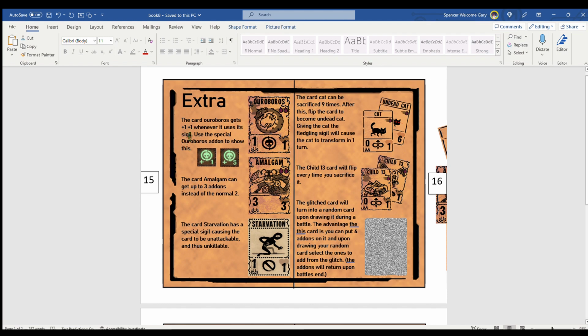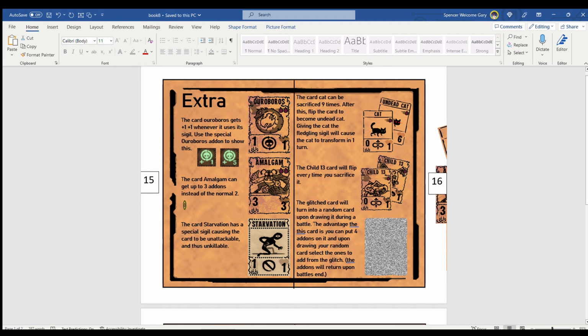Whenever it uses its sigil, you'll use the special Ouroboros add-on to show this. So basically, when it's got the Ouroboros +1, that means it's a 2/2. If it's got the +5, it's a 6/6, because it's +5 to this and this. And it goes all the way up to a +9. So maximum Ouroboros in my game is a 10/10.